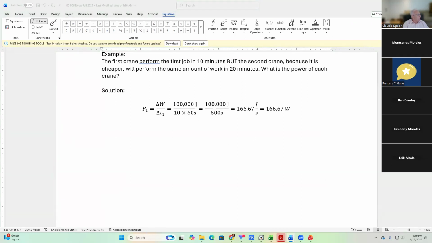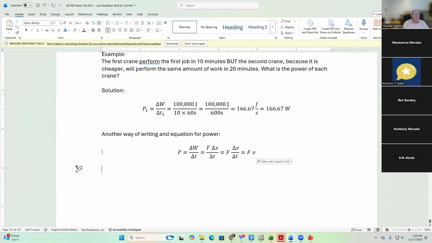There's another way of writing the same equation. Delta W over delta T. Don't forget that the amount of work is equal to the force times delta X, the distance traveled, assuming that the force exerted is constant. But delta X divided by delta T is the velocity. Here, another way of writing down the power: the force that a machine exerts times the velocity at which it is doing the work.